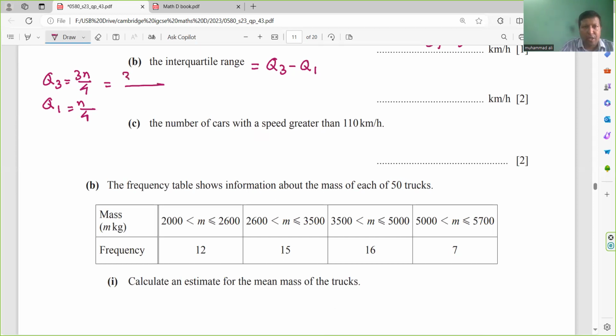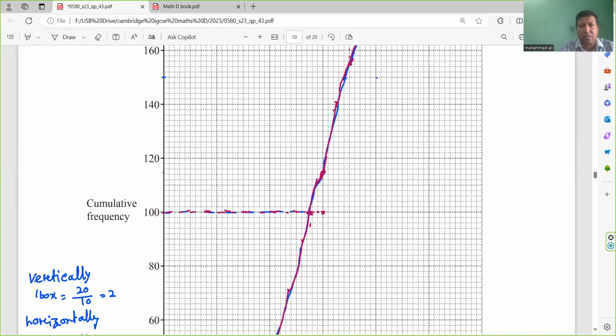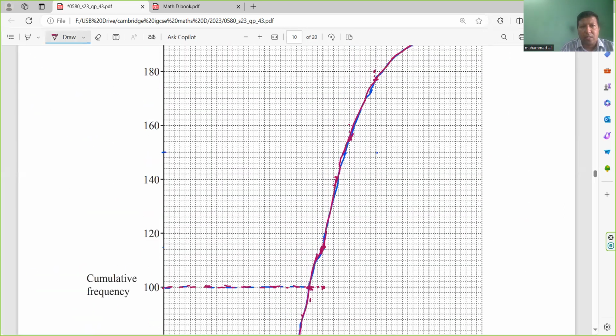So this is 3N by 4. N is 200 here, divided by 4. If you cancel 50, that means 100. The 150th position will be the upper quartile. And 200 divided by 4, that means the 50th position will be the lower quartile. So from the graph, this is 100, this is the 150th position.